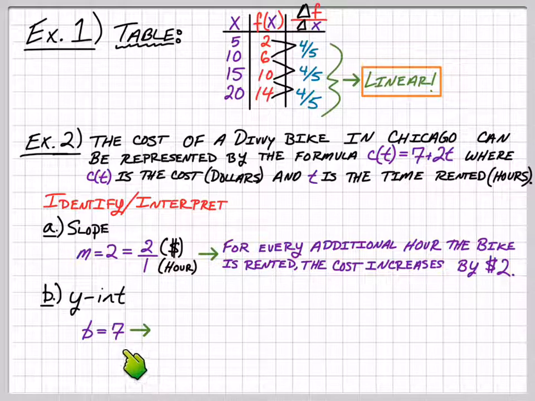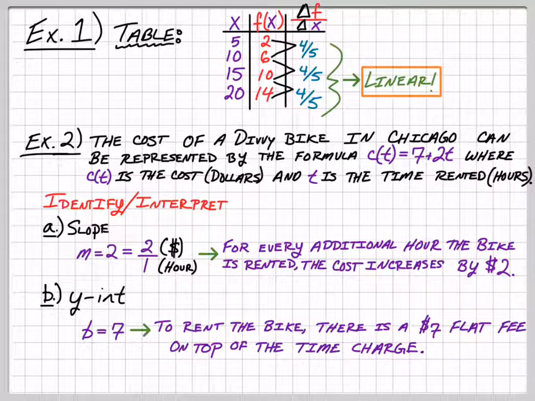And so the y-intercept in this case, it really doesn't care how long you ride the bike. Pretty much you had to pay $7 to even get it out of the rental storage. So whether you spend 0 minutes on it or 100 minutes on it, you've got to pay that $7 flat rate. So even if you don't ride the bike at all, just to check it out, you've got to pay the $7 flat fee. So we can say to rent the bike, there's a $7 flat fee on top of any of the time charges.